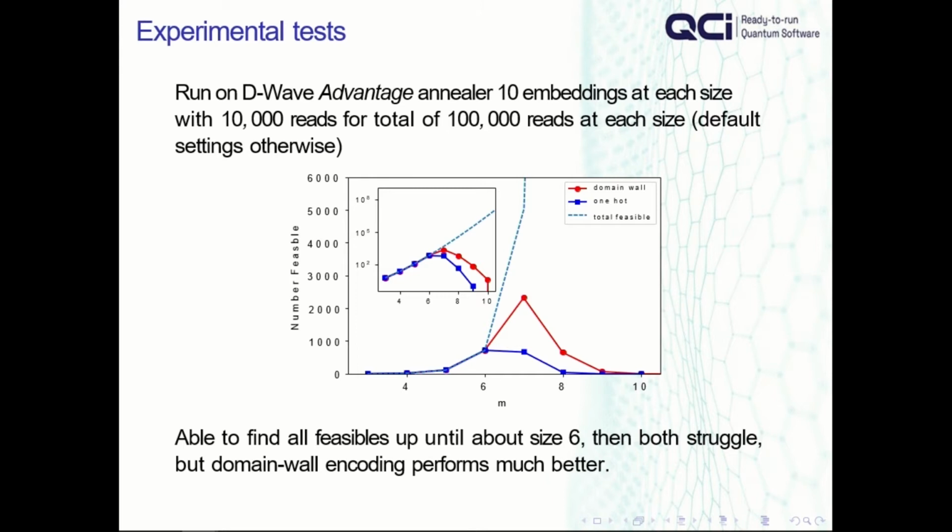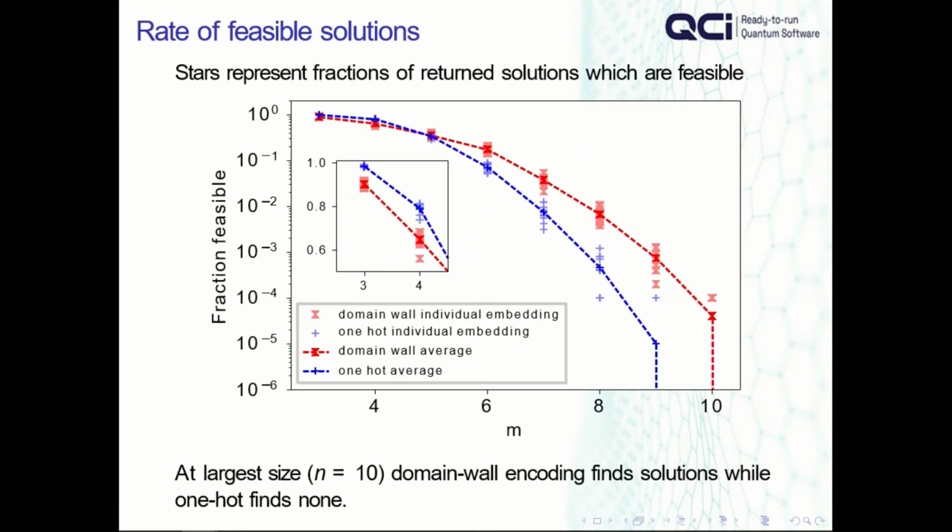So we did some experimental tests for an advantage, and what we're looking for here is comparing domain wall to the traditional one-hot method. You can see what we found. At small sizes, when we run quite a lot of runs, both methods just find all the feasible solutions. As we get to bigger and bigger sizes, that doesn't happen anymore, and we can see the domain wall falls off slower. It's doing better. This is possibly not very surprising given the previous work.